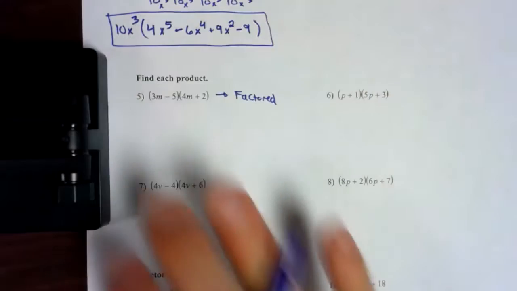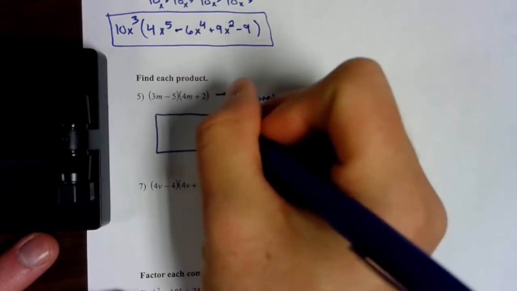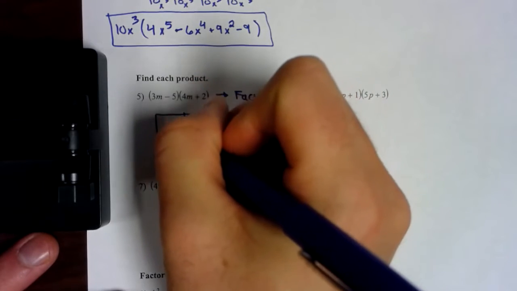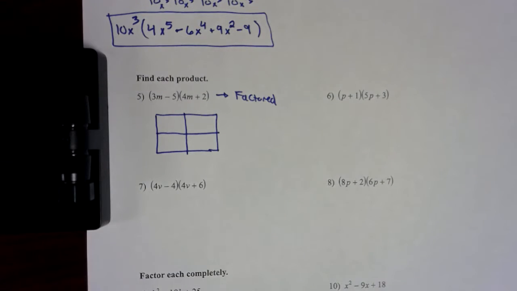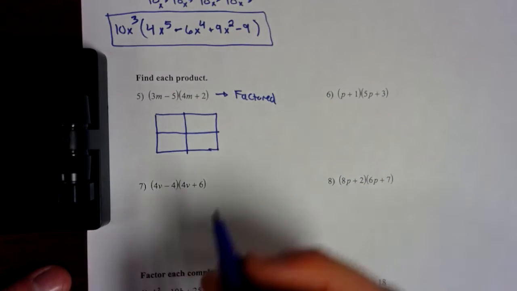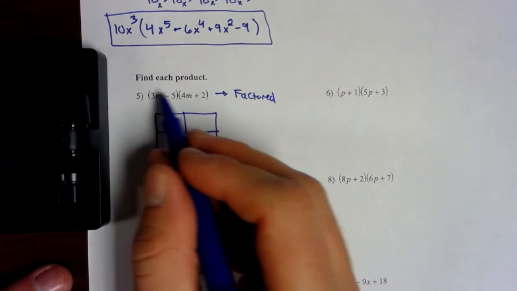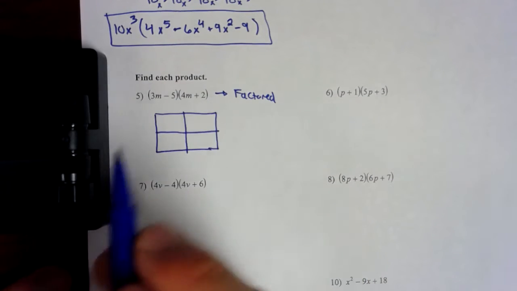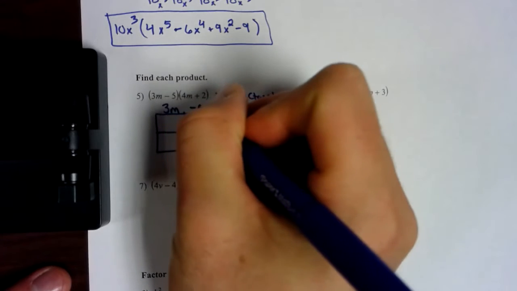Well, we're going to use what's called the area model. The area model sets up our terms so that we make sure everything gets multiplied correctly. So really it's just a box with 4 different squares. And what I'm going to do is take each factored term, or each binomial, meaning 2 terms, and list it along the top, 3m minus 5.